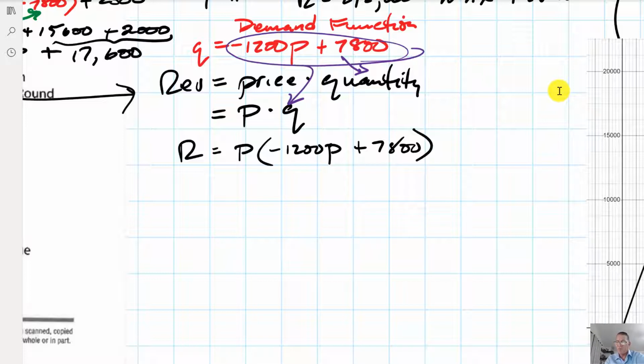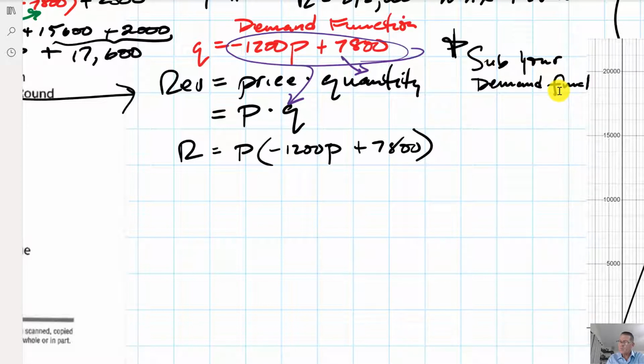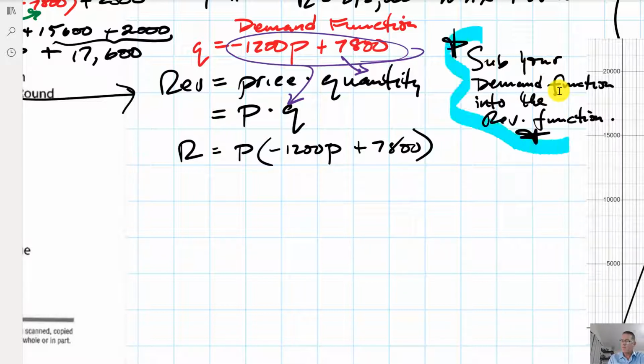Substitute your demand function into the revenue function. You're going to do this every single time. And when you do that, you're always going to get a quadratic, and you're always going to get one that faces downward.